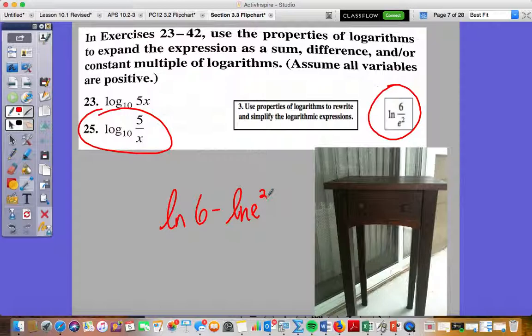Good question. 9 is the base of my exponent, and 9 is also the base of my log. I got the power. Therefore, you can't actually cancel that. Does that make sense?